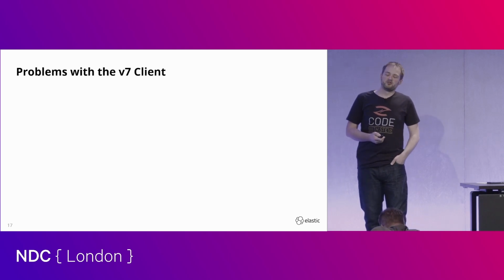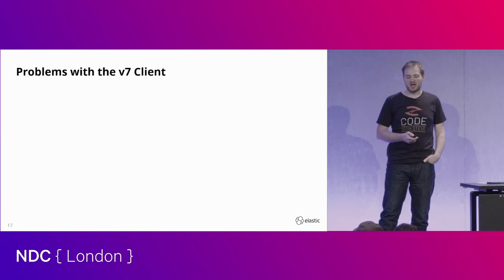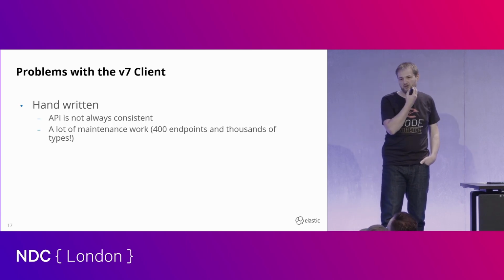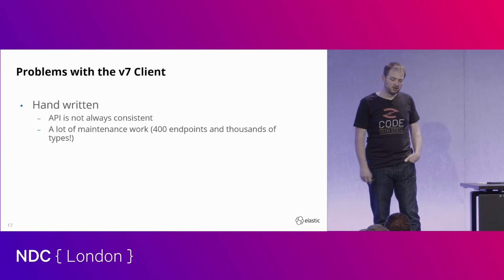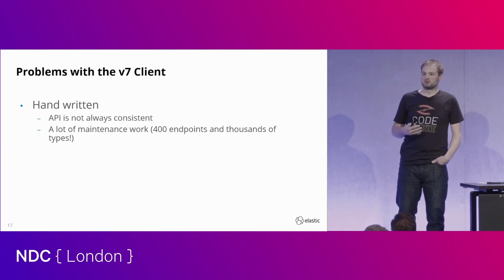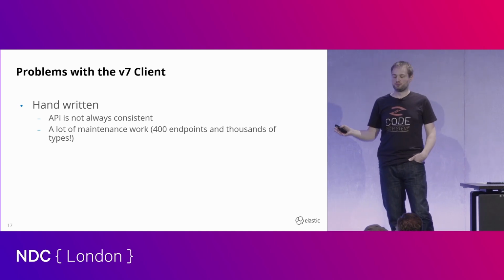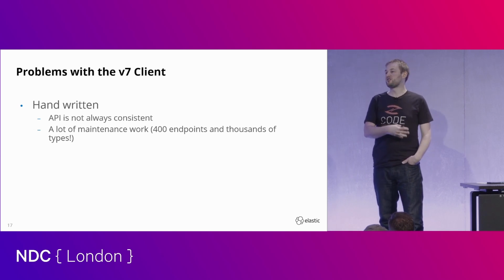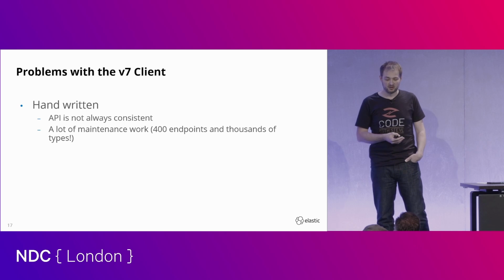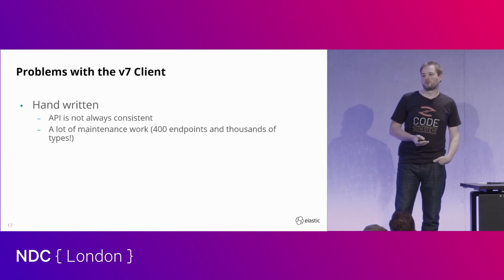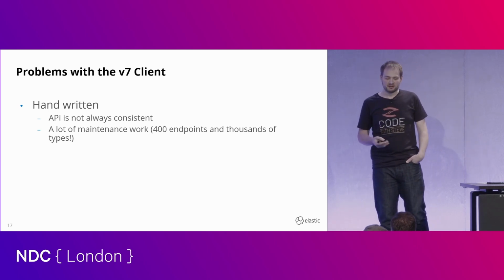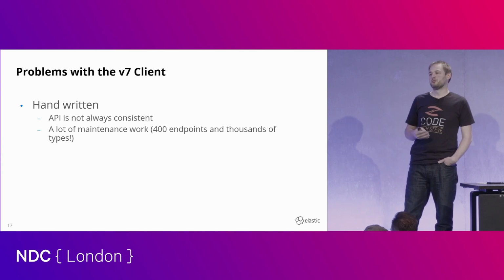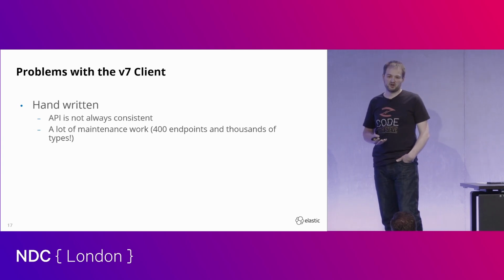So with the version 7 language client for .NET, one of the major problems we had was that it's nearly entirely handwritten. And if you can imagine keeping up with a server team of hundreds of people who are producing new endpoints, new features, or modifying existing requests and adding new properties, that's a lot of maintenance work because the clients team is less than 10. And so ultimately, we're not going to be consistent with the API.